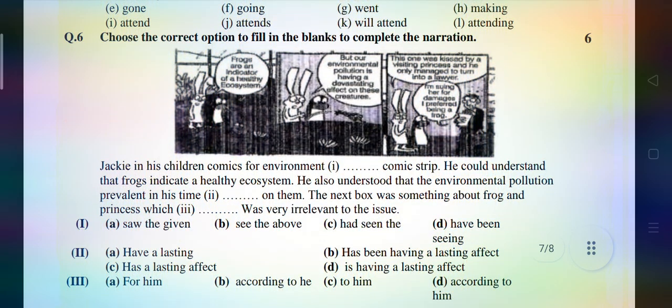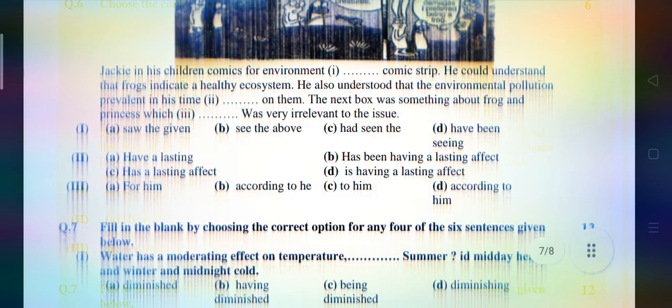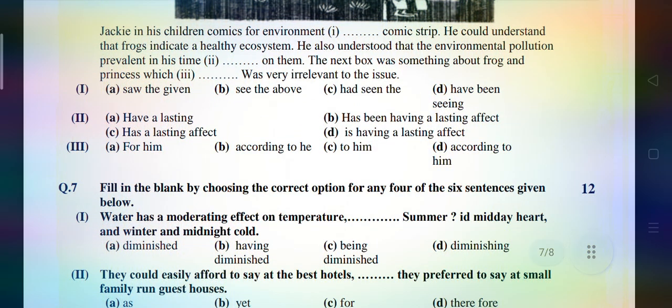Choose the correct option to fill in the blanks to complete the narration. This is some questions based on narration. You have to complete the narration and the formation of direct and indirect narration. This is an essential part of grammar. Jackie in his children comics for environment, comic strip. Okay, first ABCD, second ABCD, third ABCD. You have to choose an option. Okay, only one option to fill in these blanks.